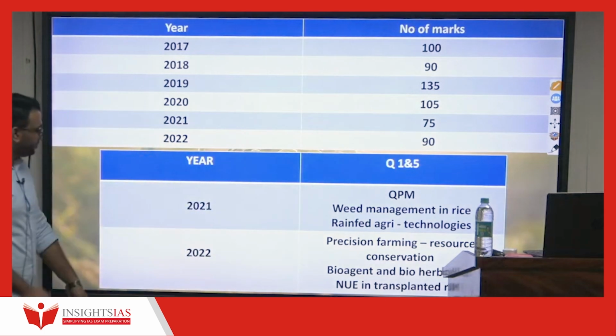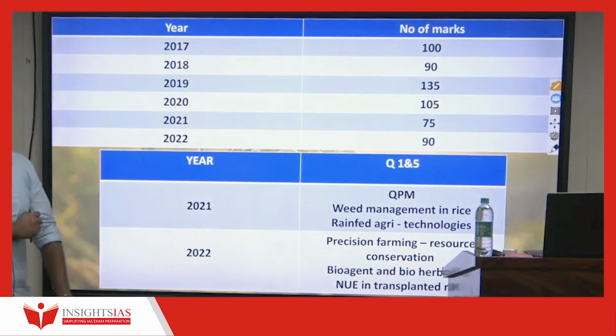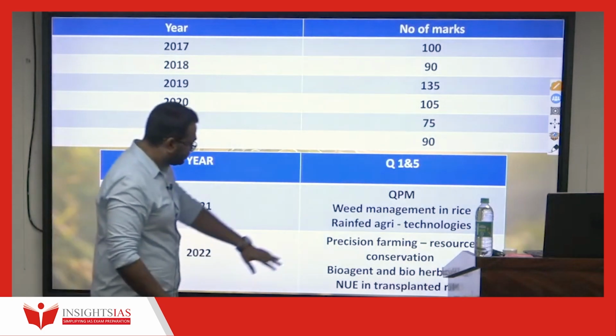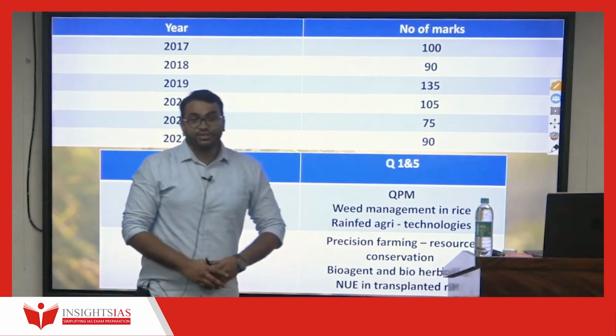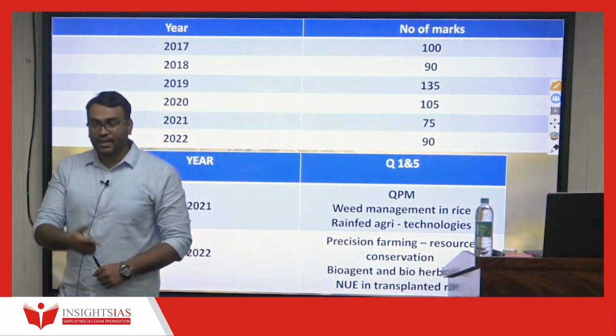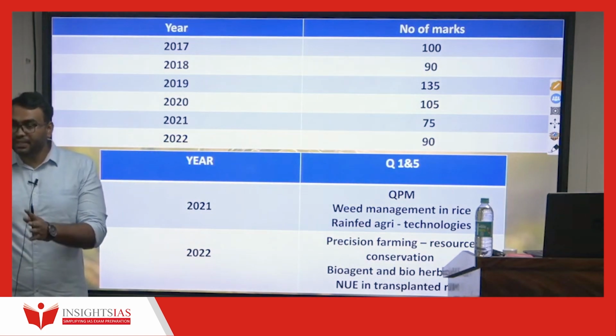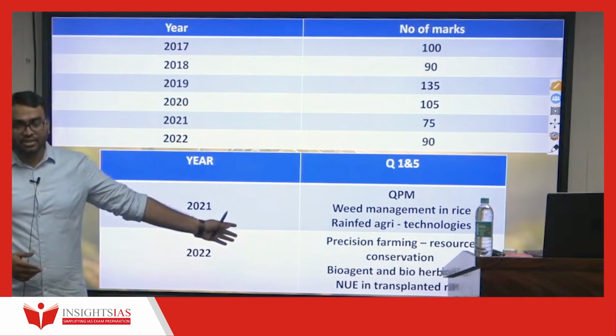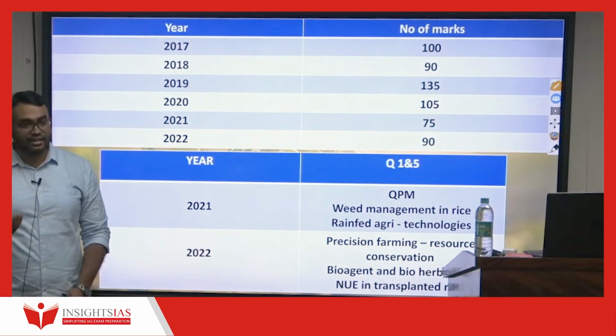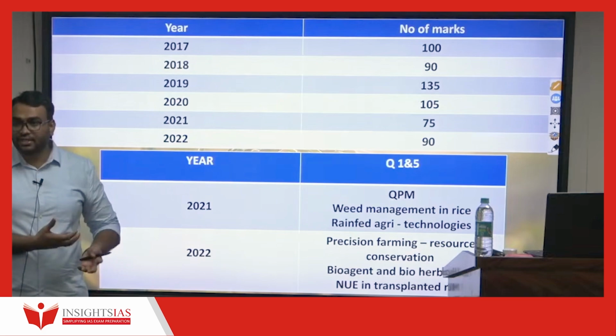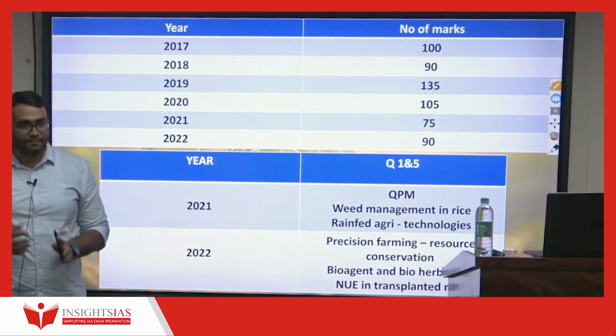So from 2022, precision agriculture. See, this is what UPSC is doing. Precision agriculture can be used for 20 marks also. If you have seen the question papers, it has been asked for 20 mark questions, 15 mark questions, and also for 10 mark questions. The theme would be the same, but the quantity, you have to justify just for the marks given. Are you getting? So this is one.